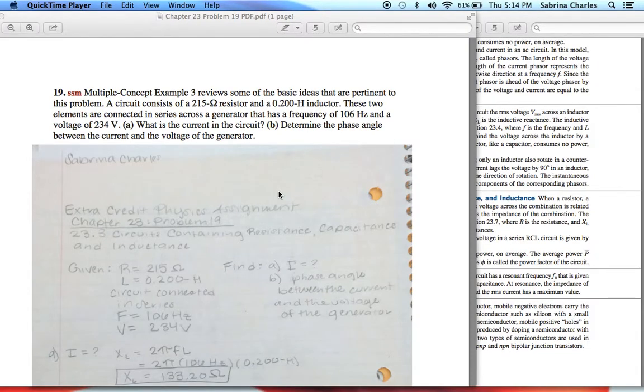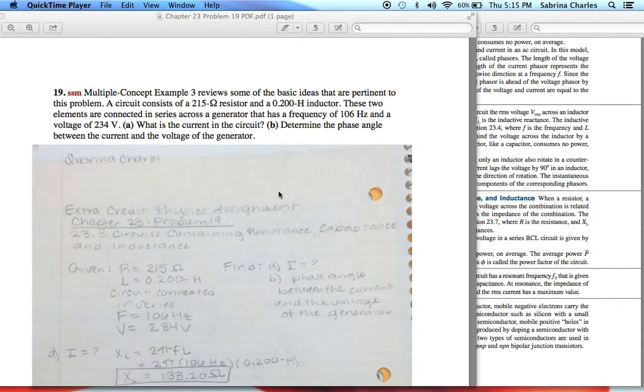Hello, I was assigned chapter 23, problem number 19. Problem number 19 reads as a multiple concept, example 3, which reviews some of the basic ideas that are pertinent to this problem. A circuit consists of a 215 ohm resistor and a 0.200 henry inductor.